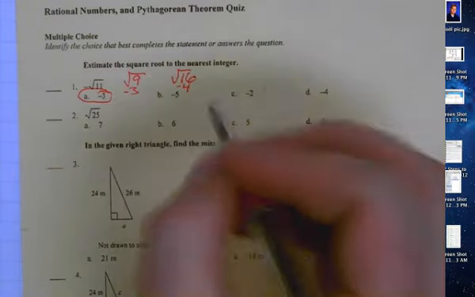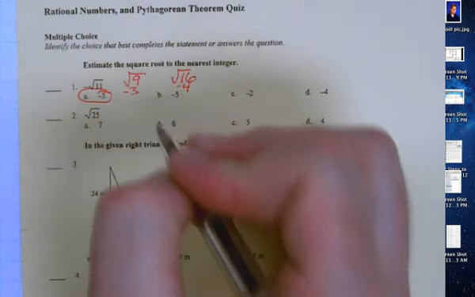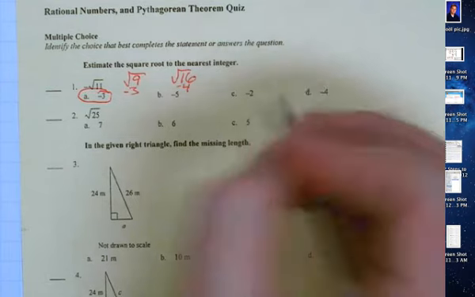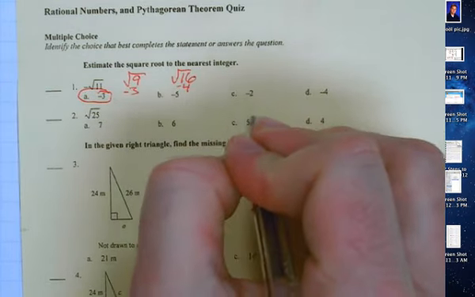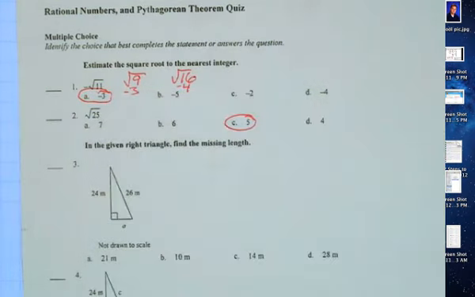For the square root of 25, it isn't in between any of them. It is a perfect square, so the answer would be C, 5.